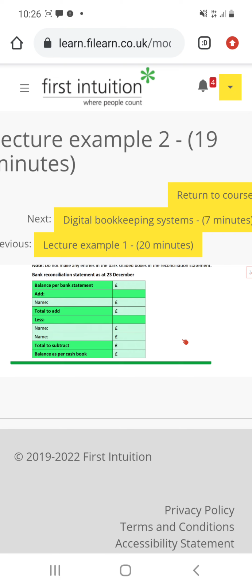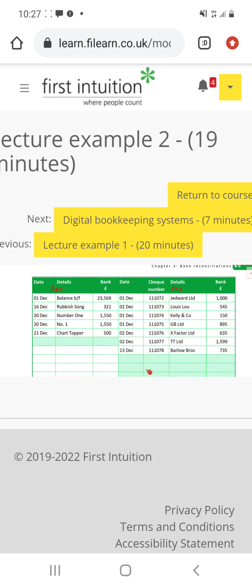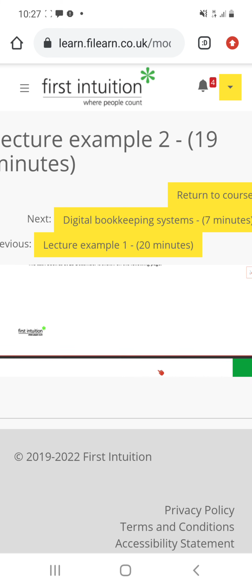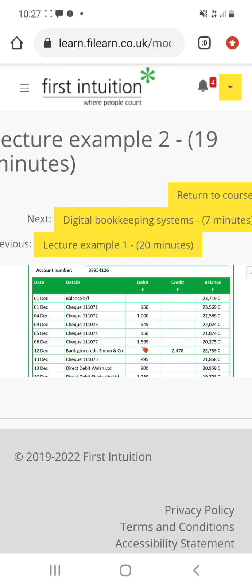Thinking about our steps process to do that, step one is to agree the opening balance. I've got an opening balance on the cash book of 23,569 versus an opening balance on the bank statement of 23,719. So it doesn't agree.